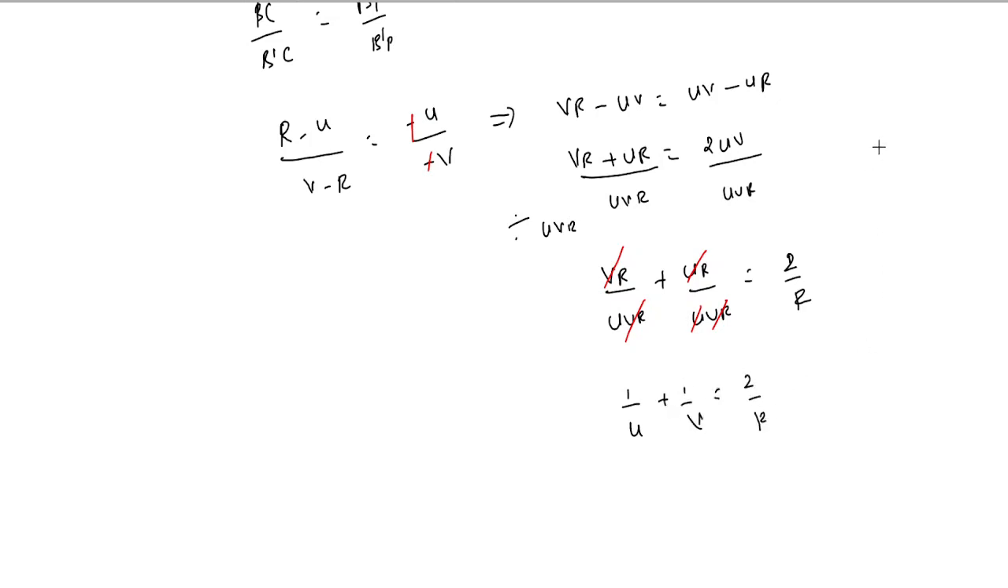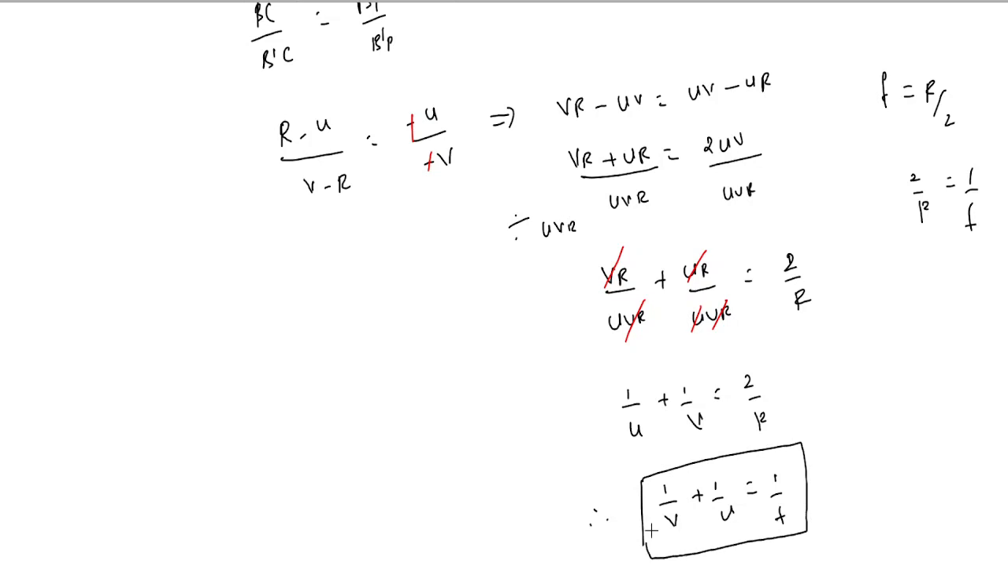But recall from the previous derivation that F is equal to R by 2 or 2 by R is 1 by F. Therefore what we get is 1 by V plus 1 by U is 1 by F. So this is the required expression. Do keep in mind that even though we have derived this for a concave mirror, the same equation could have been obtained for a convex mirror also.